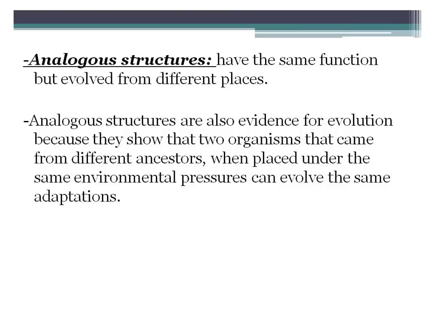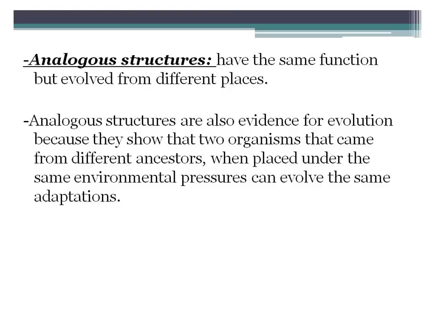So analogous structures are different than homologous. So homologous, we had similar bones, yet they were all very different. And analogous, the structures are the same, yet the 2 species are unrelated. So for example, in the picture that I will show you, you're going to see an insect wing and a bird wing. A bird is a mammal, and then a butterfly is an insect.